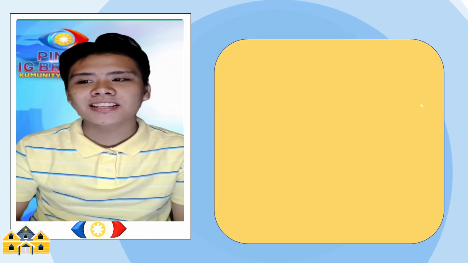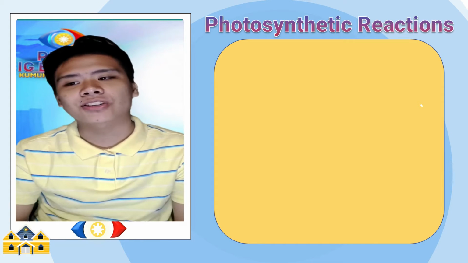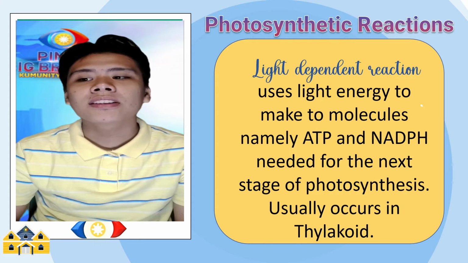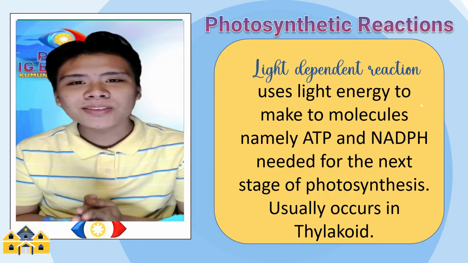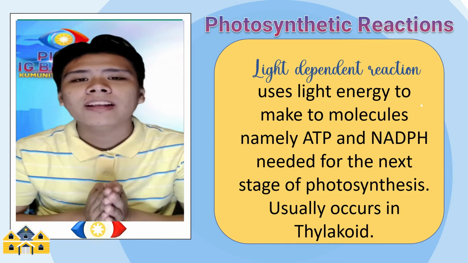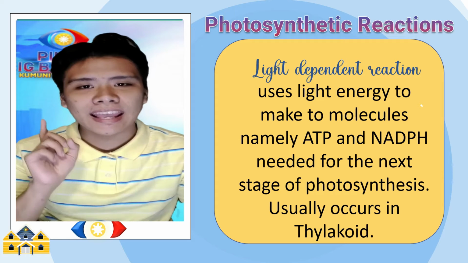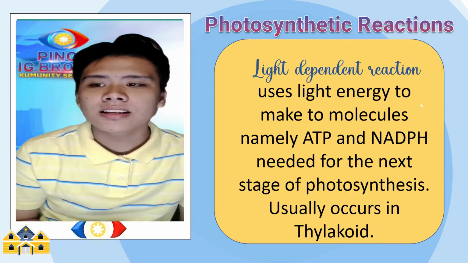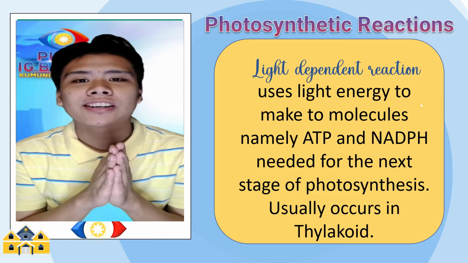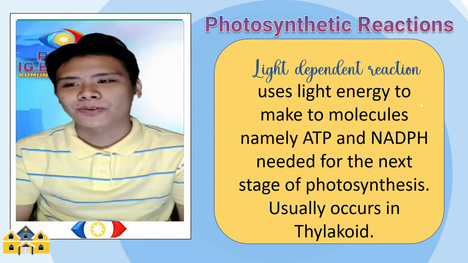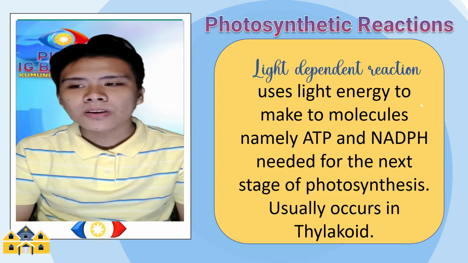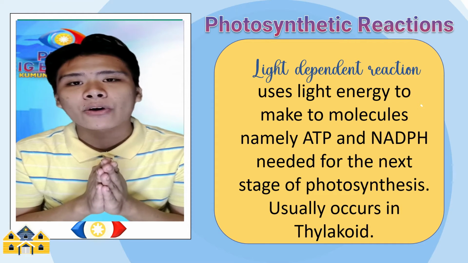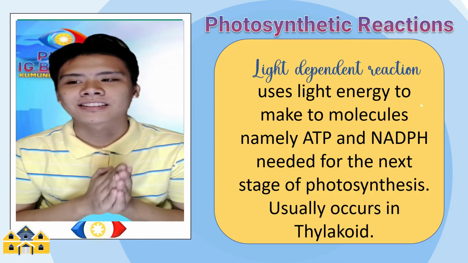So in photosynthesis, there are two photosynthetic reactions happening in plants. So first, this is what we call the light-dependent reaction that uses light energy to make two molecules, namely ATP and NADPH. These two molecules are needed for the next stage of photosynthesis. So this kind of reaction usually occurs in the thylakoid part of the plant cell.